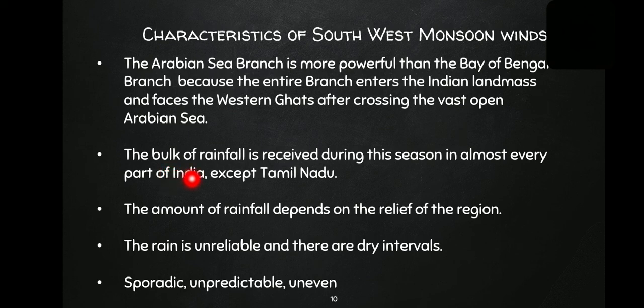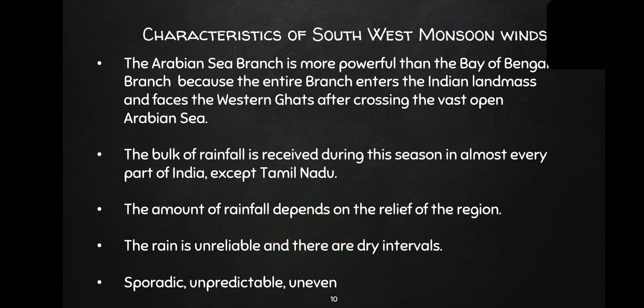Bulk of the rainfall is received during this season throughout the country except Tamil Nadu, being on the east coast. As we have seen, it becomes a rain shadow, or for the Bay of Bengal branch it becomes parallel. The amount of rainfall depends on the relief of the region, as we have seen. Already I have discussed the Himalayas, Western Ghats, Purvachal, Aravalli play a main role in determining the amount of rainfall.